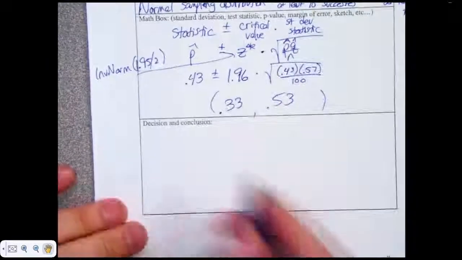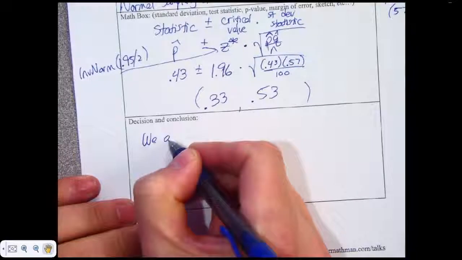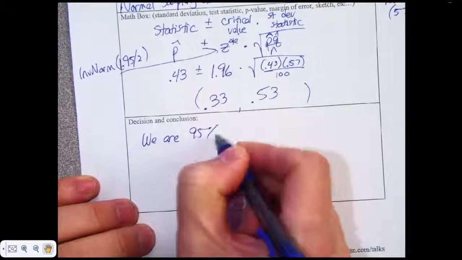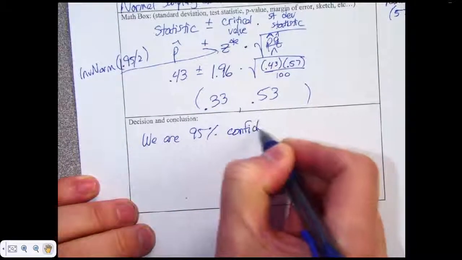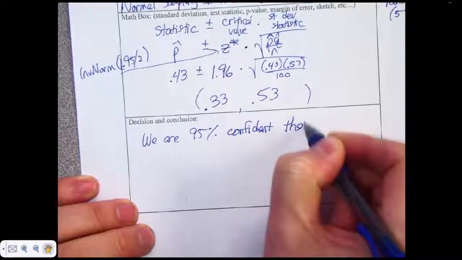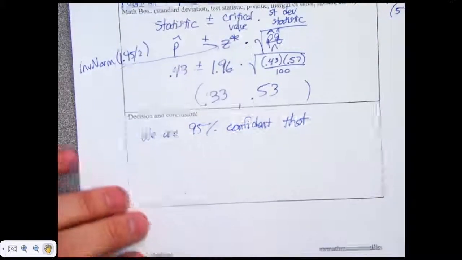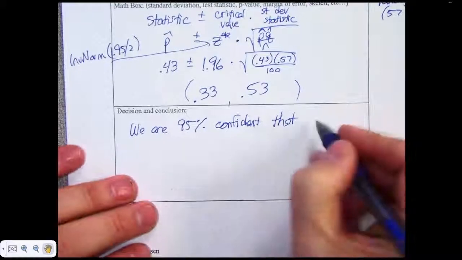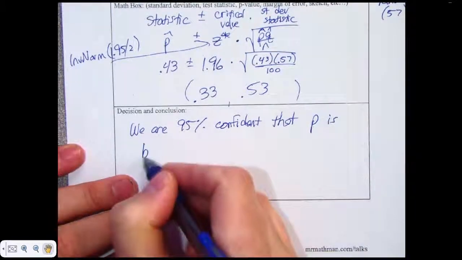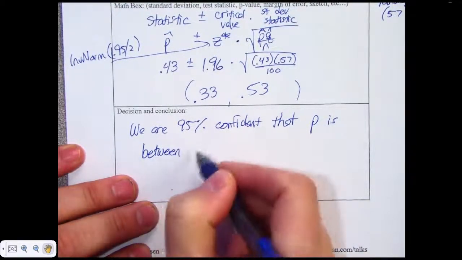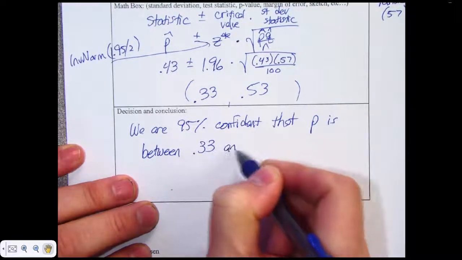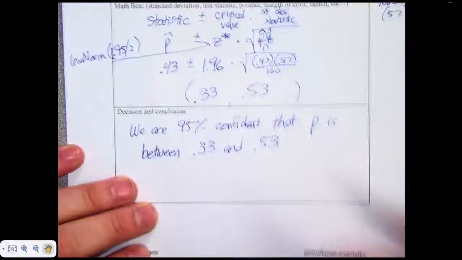Alright. Okay. So then at the end, we are 95% confident that what? P is between 0.33 and 0.5.